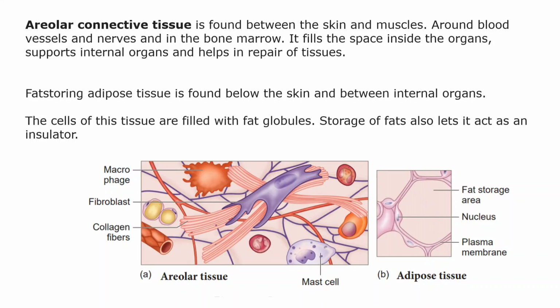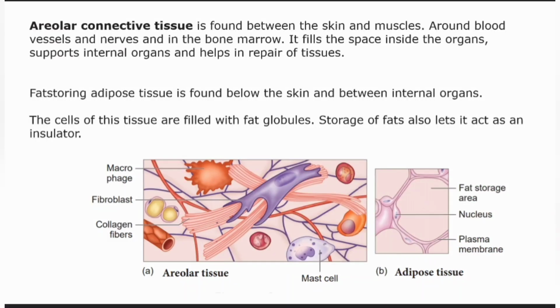Areolar connective tissue is found between the skin and muscle, around blood vessels and nerves, and in the bone marrow. It fills the space inside the organs, supports internal organs, and helps in repair of the tissues. Next, fat storing adipose tissue is found below the skin and between internal organs. The cells of this tissue are filled with fat globules. Storage of fats also lets it act as an insulator. This is the picture of areolar tissue and adipose tissue.